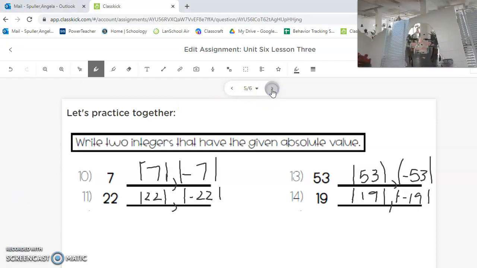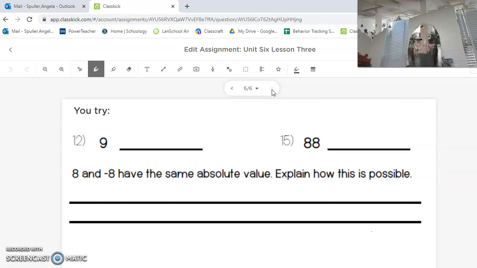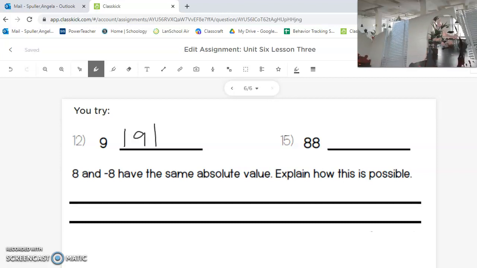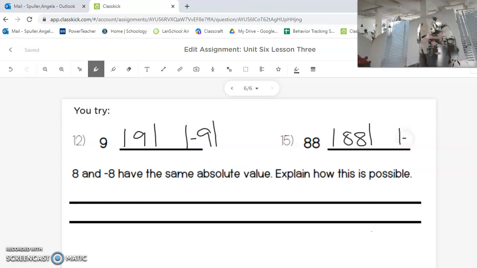All right, now it is your turn. For 9 and 88, what are the 2 numbers that have an absolute value that is exactly the same? Go ahead and pause the video and do those 2 problems, then come back before doing the last one. Okay, for 9, you should have put 9. You should have put -9. 88 and -88. Good job.